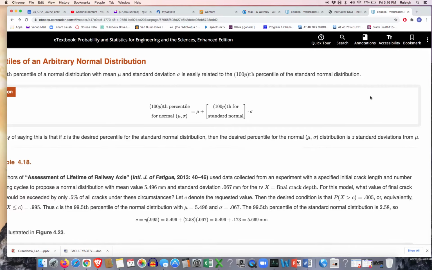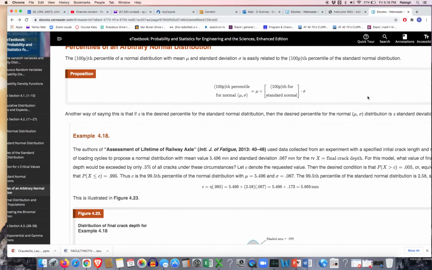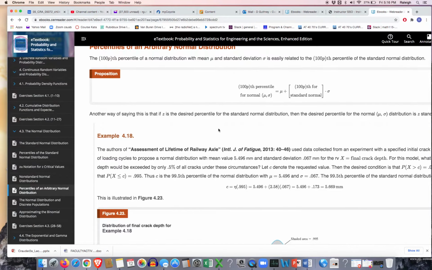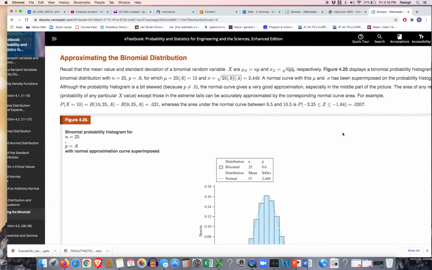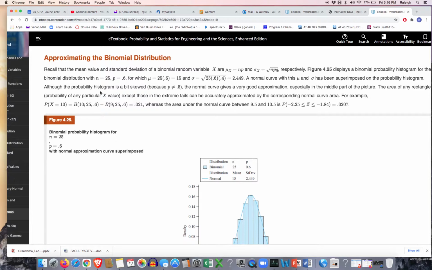That's the same one. So let's see if I can shrink that down a little bit and go to the next topic. Approximating the binomial distribution is where we want to go. So that's the best use of this. There are others, but this is the best one. And we have the mean value and standard deviation of a binomial random variable: mu is equal to np. Very easy. And then they're actually using q.